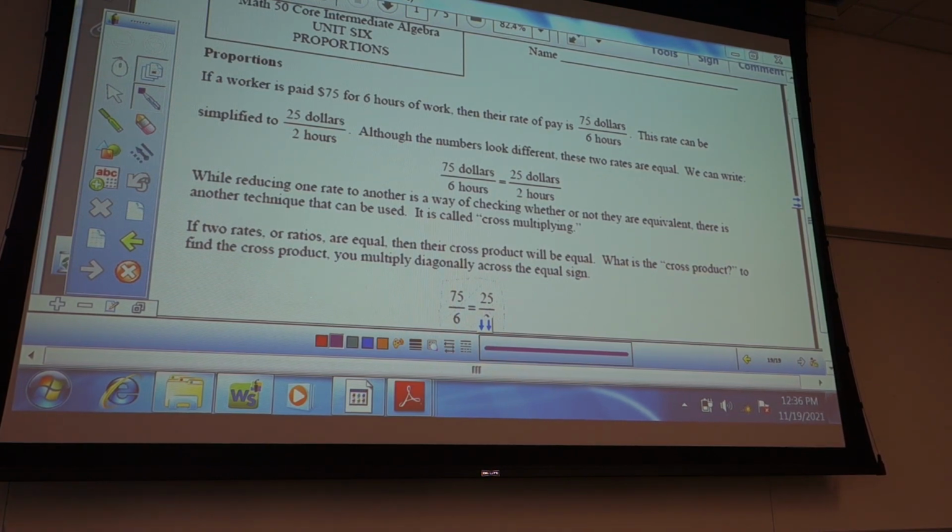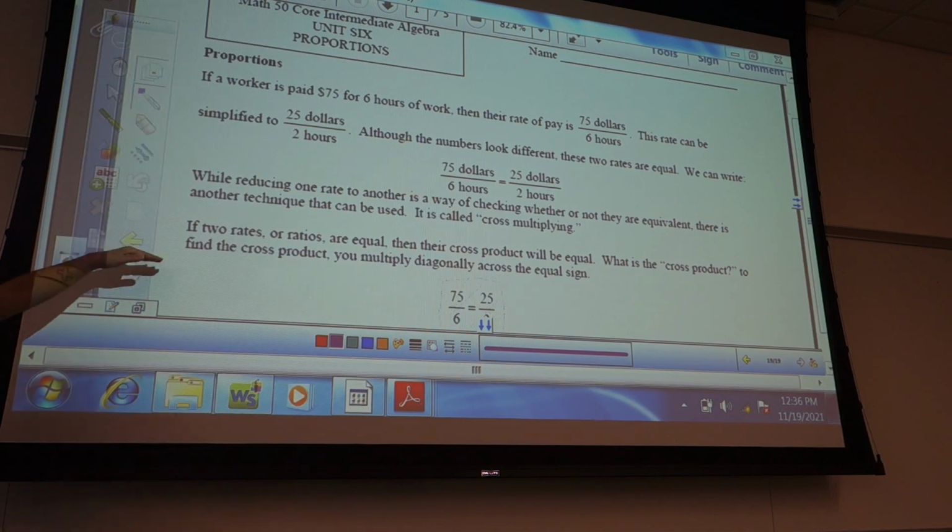Eric, go ahead and read for me. Yes, up to here. Okay. If a worker is paid $75 for 6 hours of work, then their rate of pay is $75 per 6 hours. The rate can be simplified to $25 per 2 hours. Although the numbers look different, these two rates are equal. We can write it $75 per 6 hours equals $25 per 2 hours.